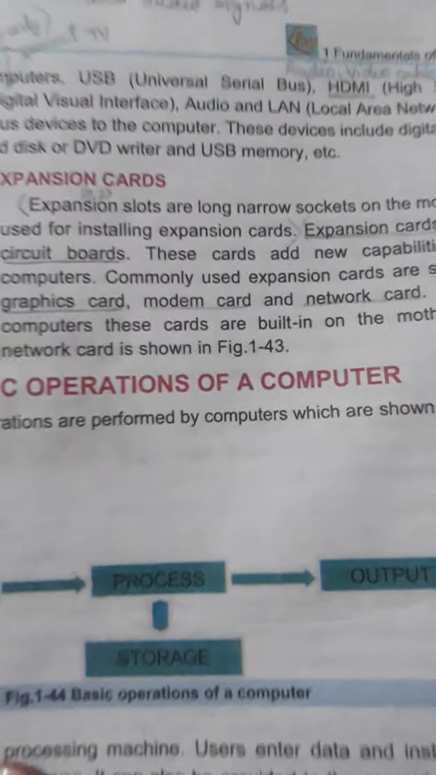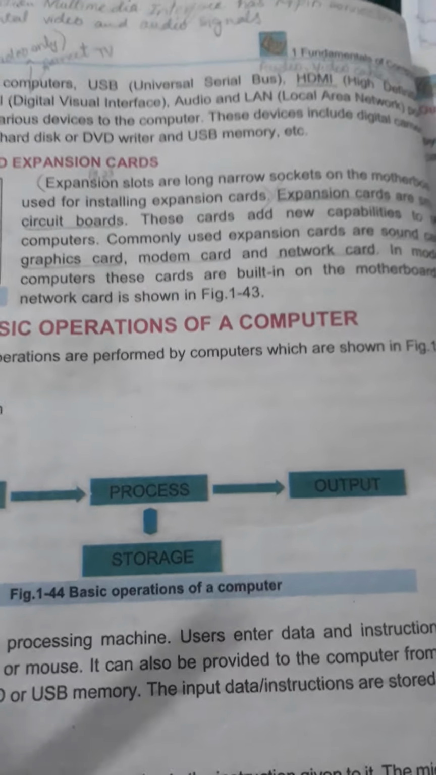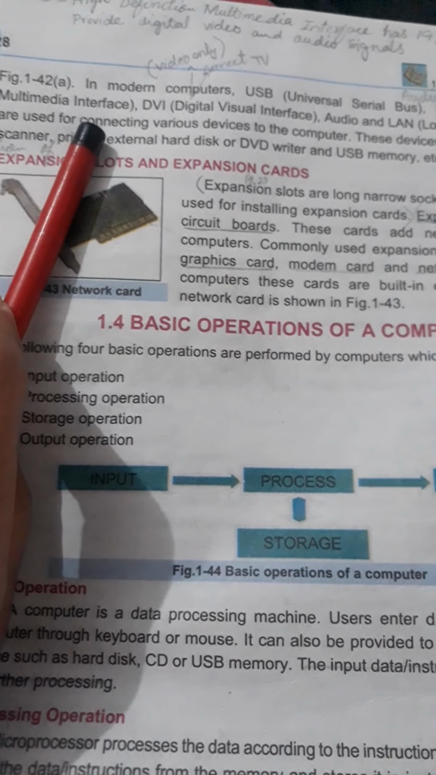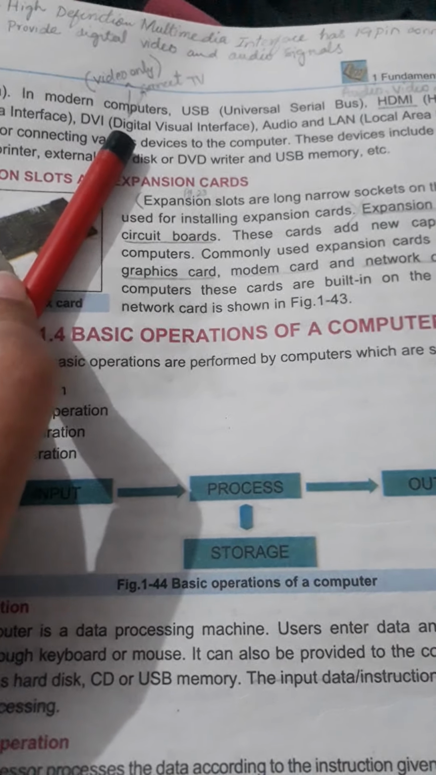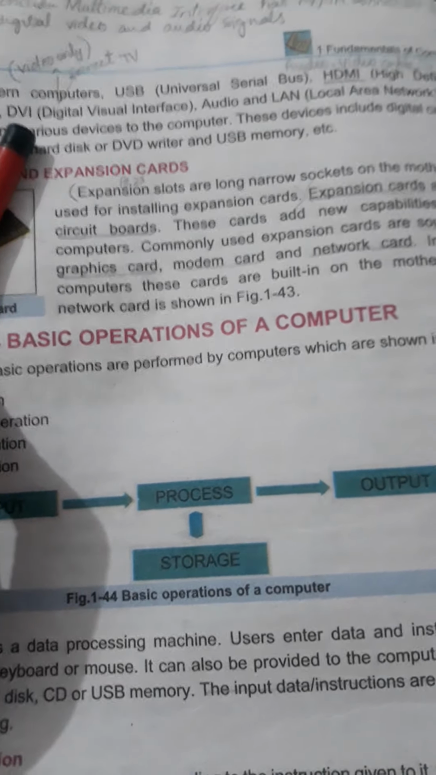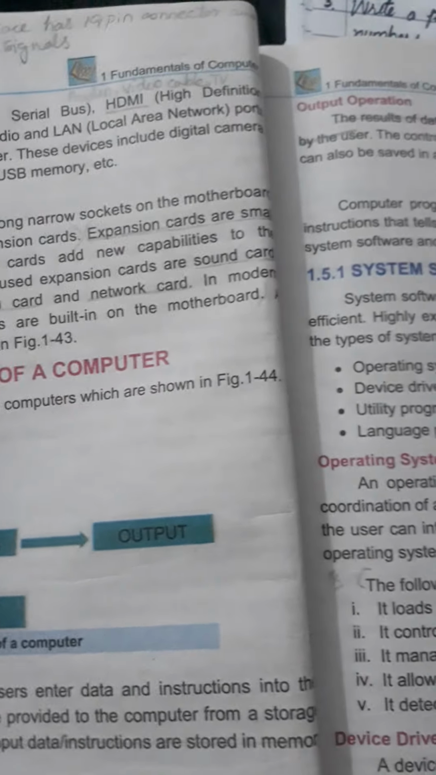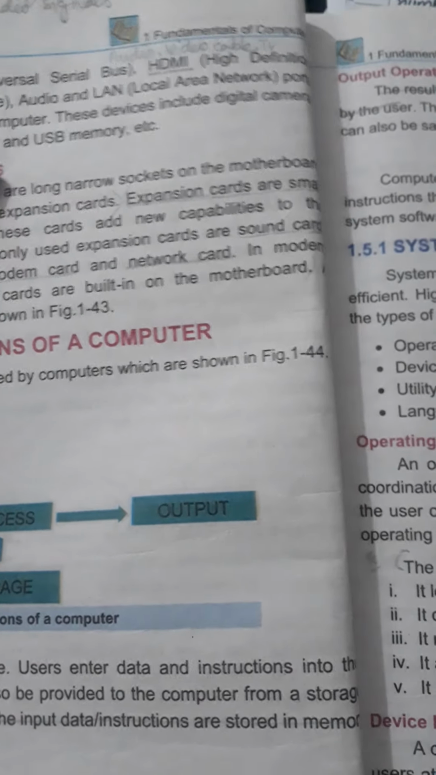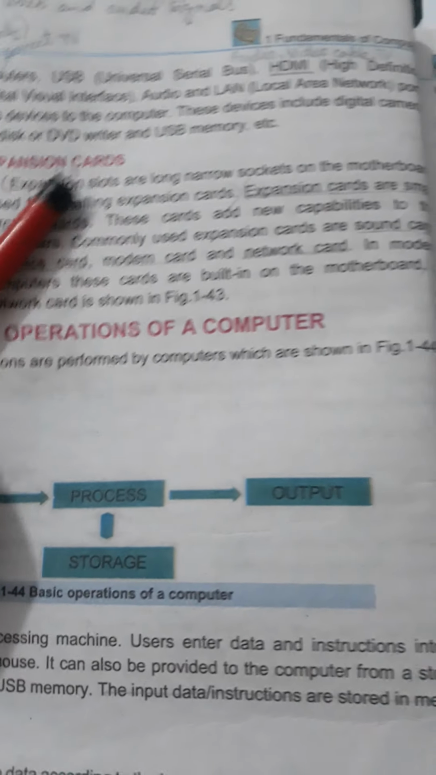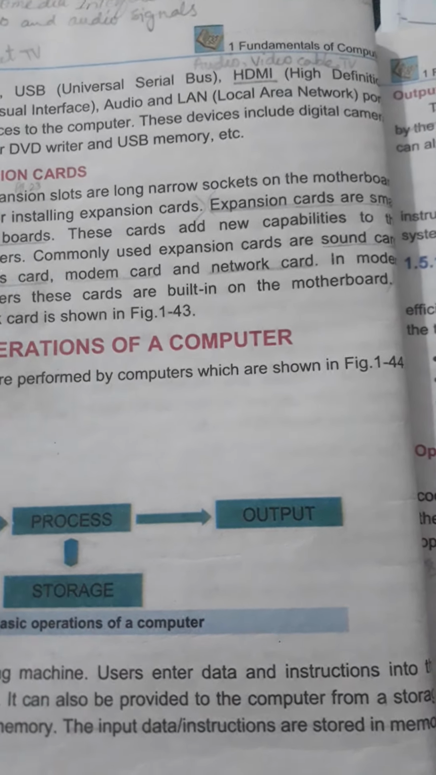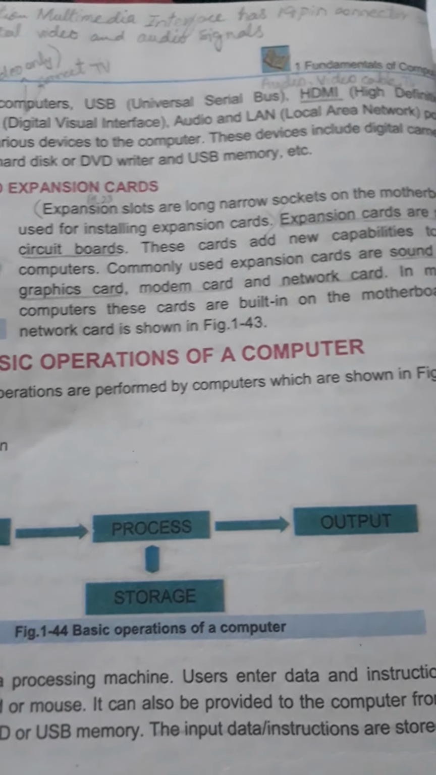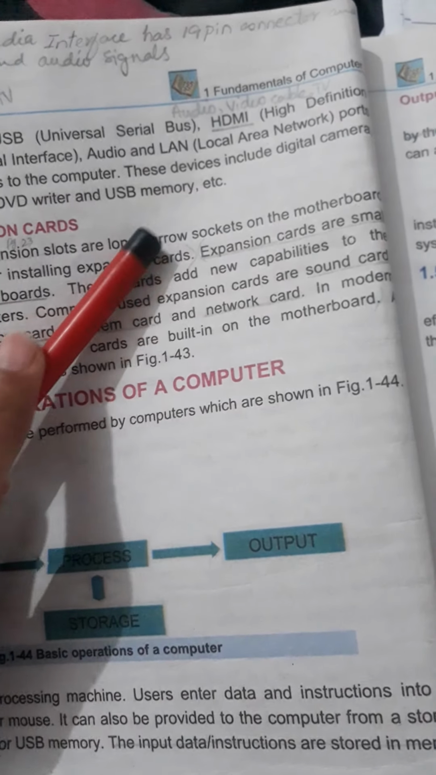In modern computers, USB (universal serial bus), HDMI (high definition multimedia interface), and DVI (digital visual interface) are used for connecting the TV. For connecting a TV we use DVI, which is used for video. Audio and local area network ports are used for connecting various devices to the computer. These devices include digital camera, scanner, printer, external hard disk or DVD writer, and USB. Means we have all these ports available at the back of the system unit. And HDMI is also used for audio, video and TV cables.